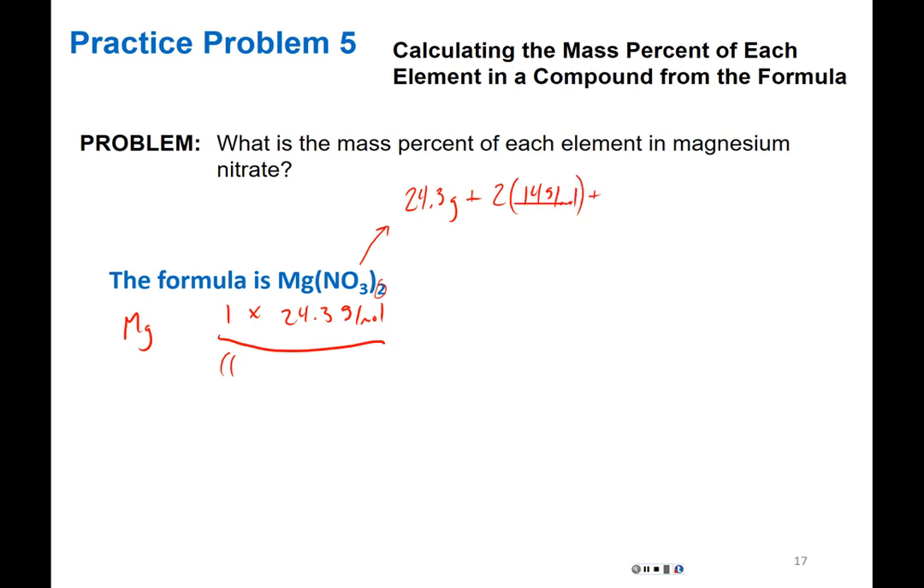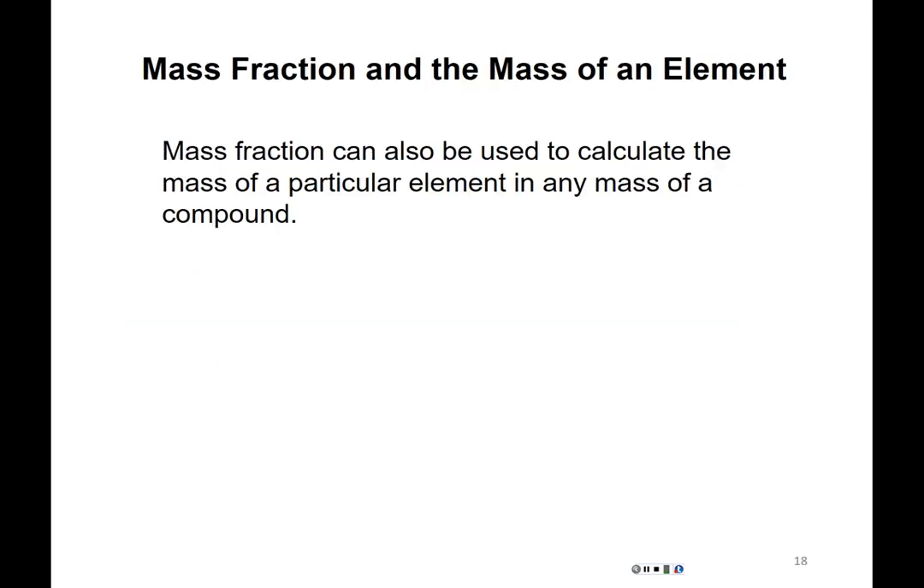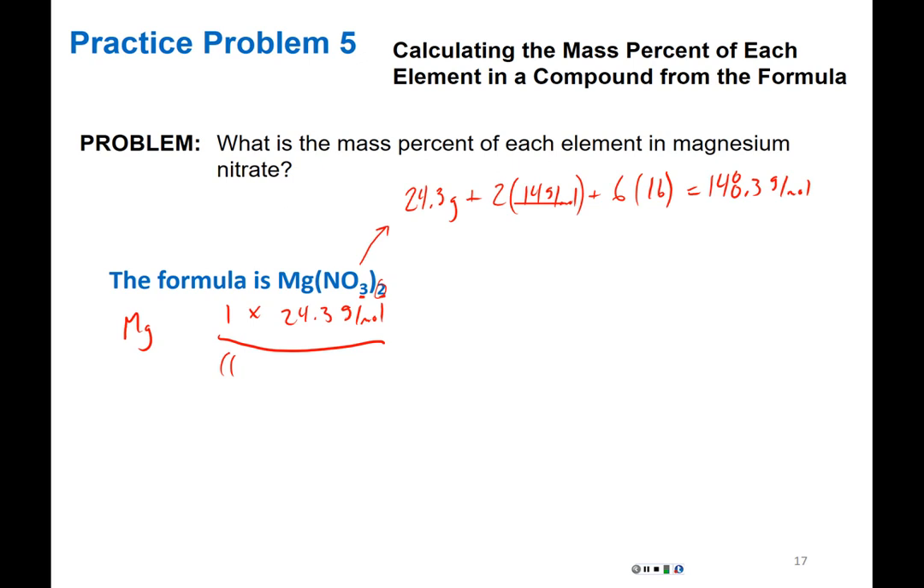And then oxygen is 16 grams per mole, but there's 3 for every nitrate, and we have 2 nitrates. So that would be a total of 6 oxygens. So 6 times 16. And that comes out to be 148.3 grams per mole. Okay, so we divide that by 148.3 grams per mole.